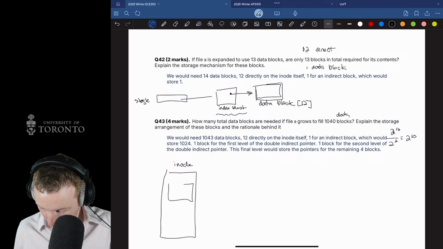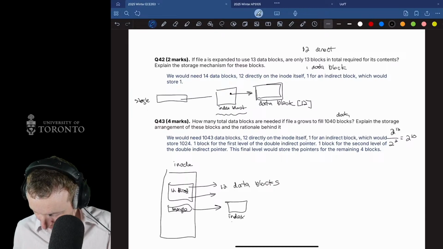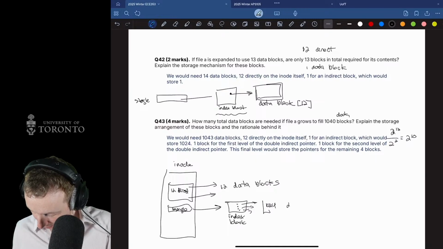So 12 direct pointers that point to, wow, writing is bad. So these would point to 12 data blocks directly. Then for the single, this would be 1 level, so this would point to 1 index block. Then at most, this could point to 1024 different data blocks. So this is 1024 data blocks.